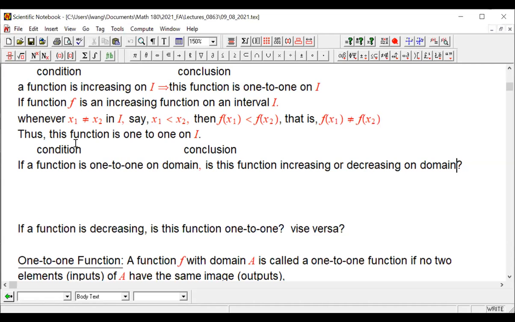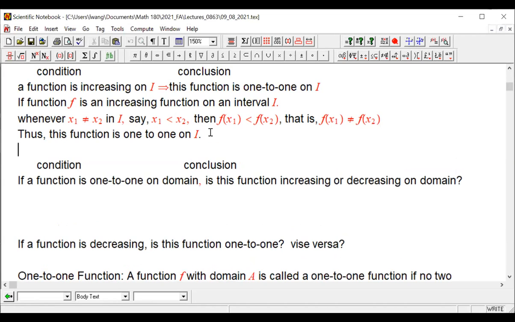Professor, for the first part, if a function is increasing, then this function is 1-to-1. Condition, conclusion. Can we have an example like f of x equals x cubed? That is an increasing function and at the same time it's 1-to-1. So we have a visualization of the first rule. Well, you've given an example. It is increasing and it's also 1-to-1, right?